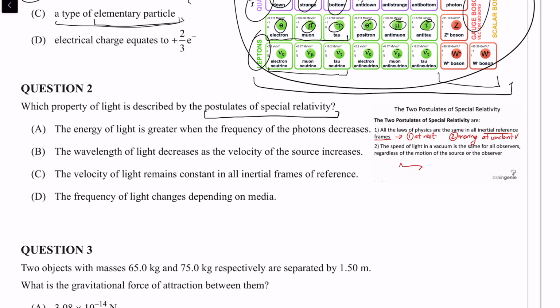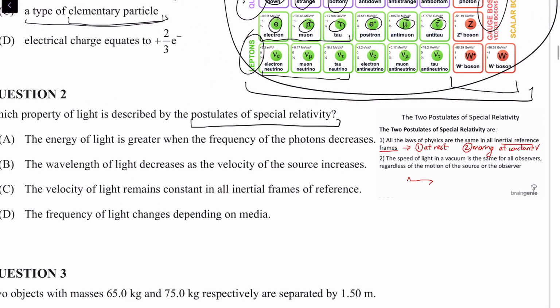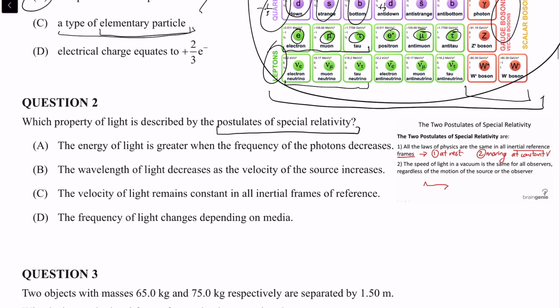So really, in physics, I would just recommend going by the dot points one by one, making sure you know how to answer them fully and correctly as well. So you can definitely get a postulate of special relativity question because it is one of your dot points.